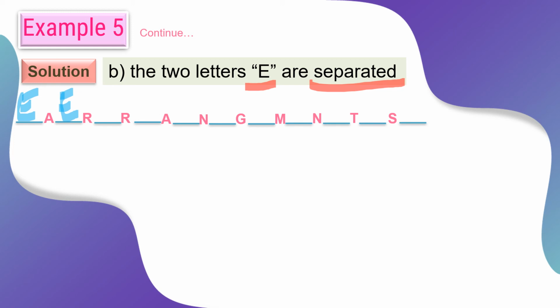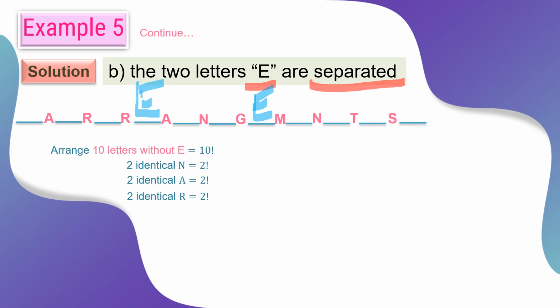So we can put in between the word arrangement here. If you can, okay, you can put E here, or you can put E here, or you can put E here. The important thing you must know, E separated.